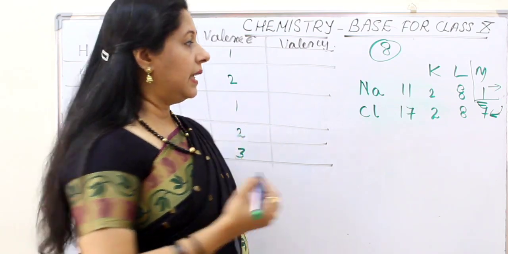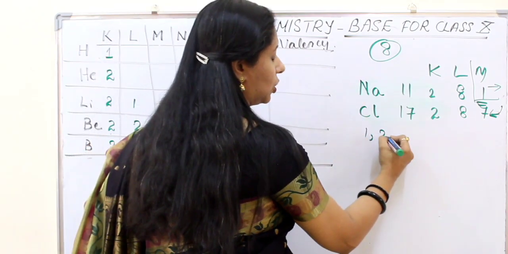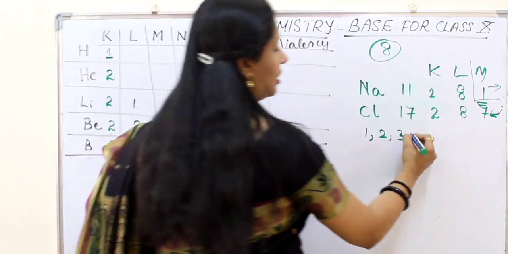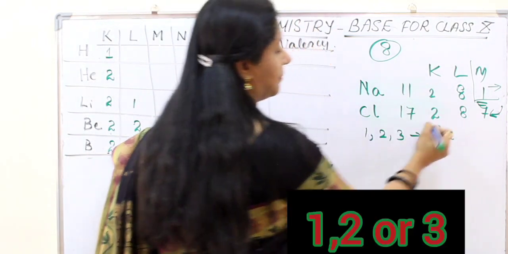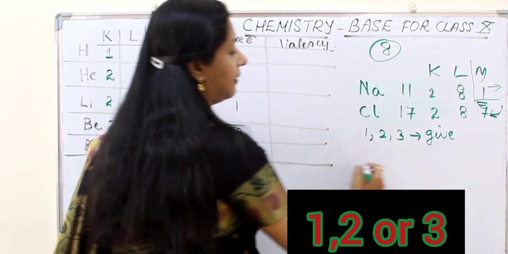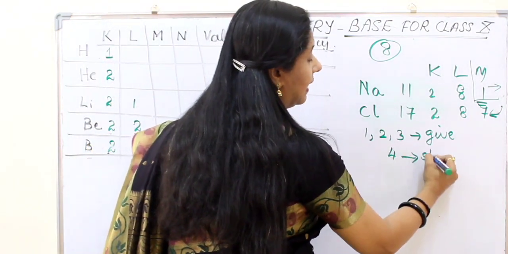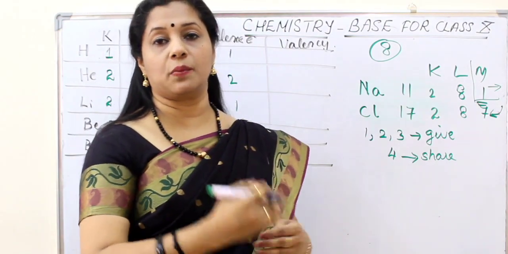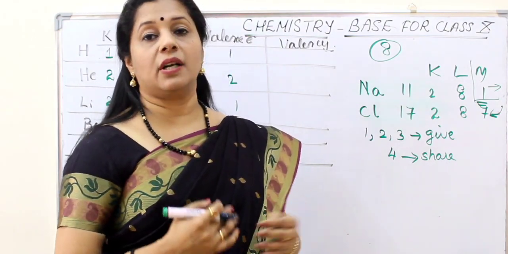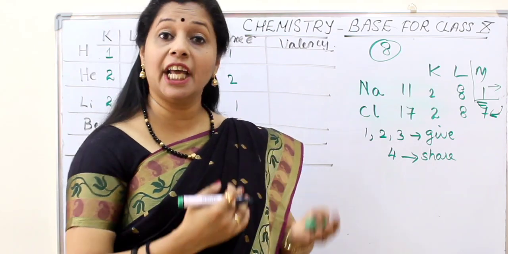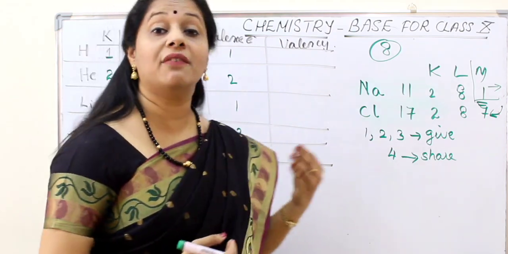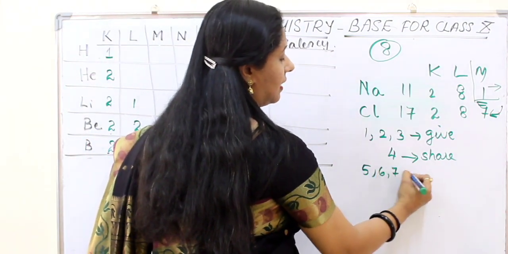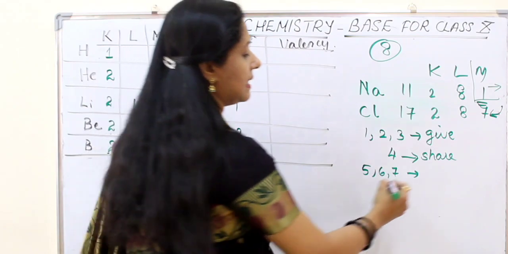Right? So if the outermost is 1, 2 or 3, they prefer to give. So their valency also will be 1, 2 or 3. If the outermost is 4, they like to share. So there is a kind of bonding happening between non-metals, that is called a covalent bond. We will study about it, where sharing of electrons takes place. Then next, 5, 6 or 7, what do they do? They receive.